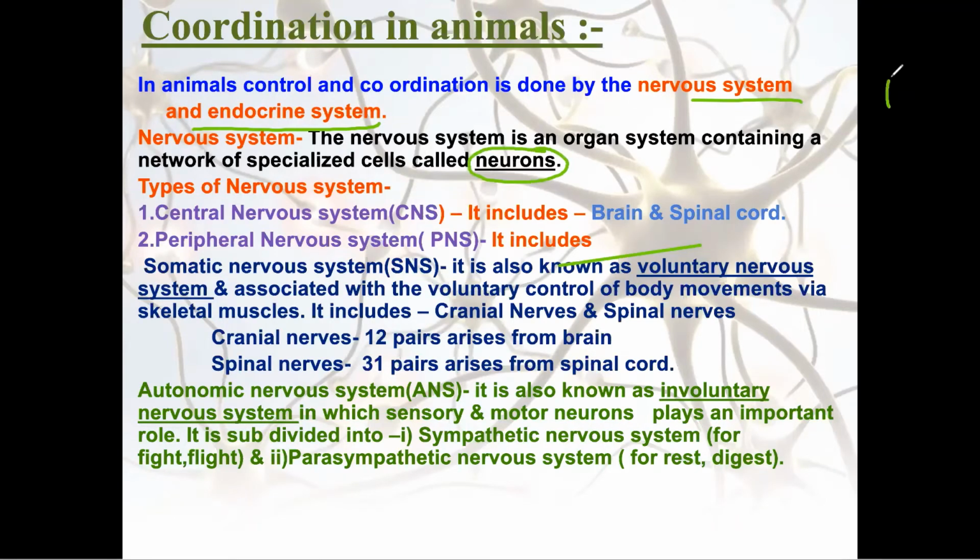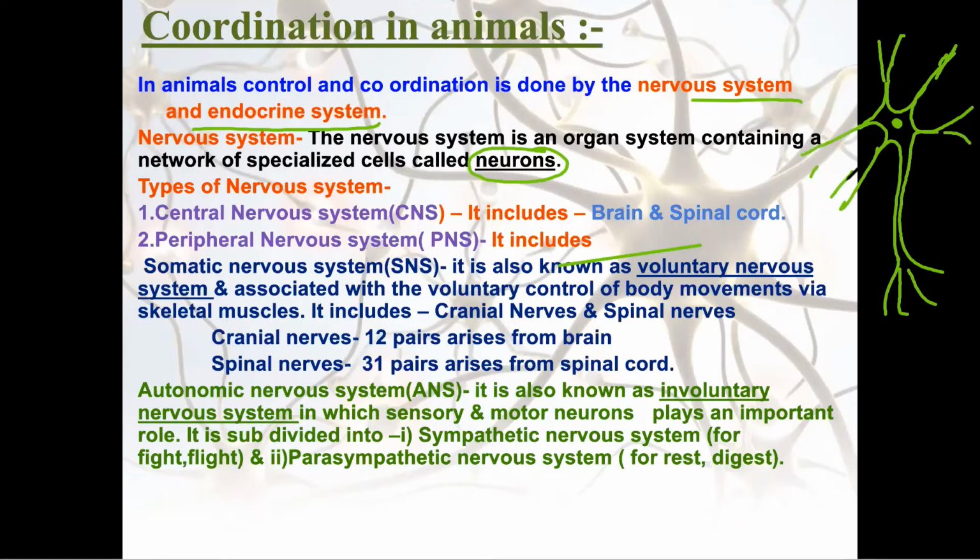Structure of a neuron: it has branches, known as dendrites, the axon, the cell body, and then at the end it has a nerve ending. So the nervous system is made up of specialized cells, and those cells are known as neurons.